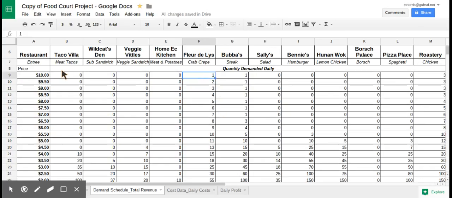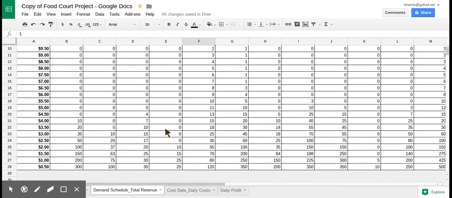If you scroll on down, you'll know at the highest price, there's fewer people who demand the product. And as you move down to the lowest of possible prices, you'll see more people demanding the product itself. Remember, if we go back to economics, this is going to be the price effect. People demand more at a lower price and less at a higher price.